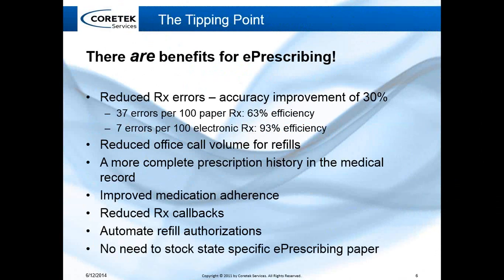Anybody moving to electronic prescriptions, what we see there are errors reduced down to 7 errors per 100 electronic prescriptions, and that equates to a 93% efficiency rate. And do the math, it's right there. And that's an improved accuracy of 30% overall by going from paper to electronic.